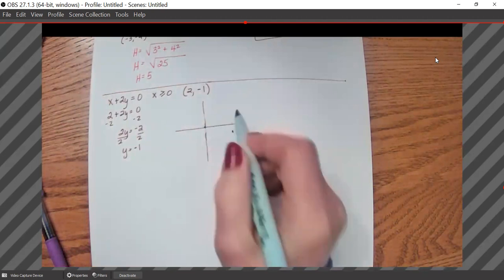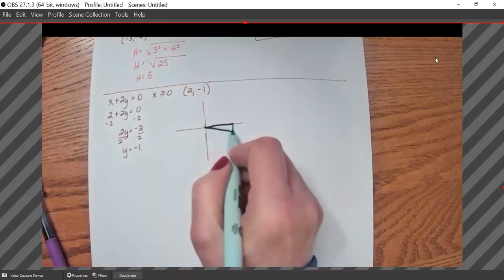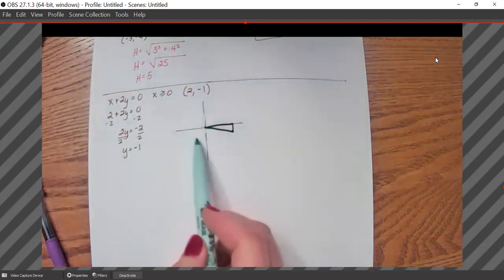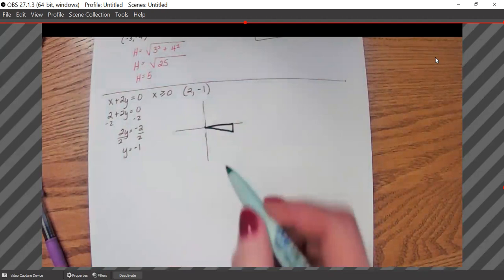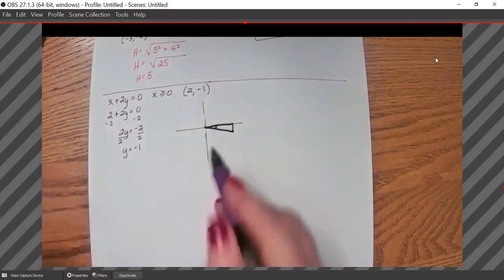To negative 1. Now I know theta goes all the way around here, but we're going to use this as theta. It's called the reference angle. This is enough of a triangle to solve.